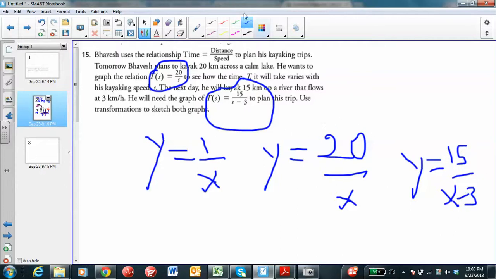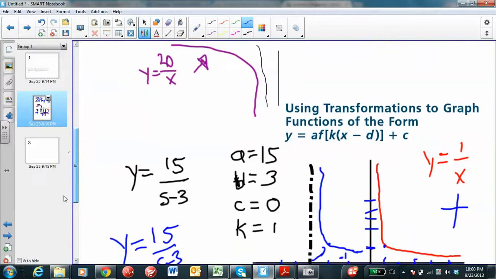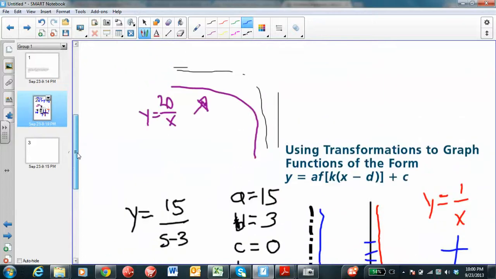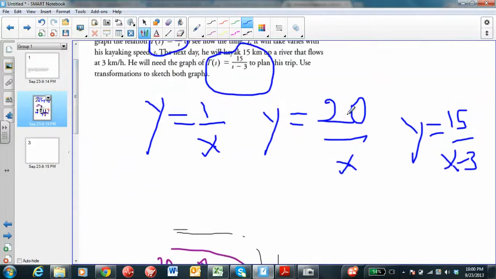So for these, you just have to know what's a, what's d, what's everything. As you can see, for y equals 15 over s minus 3, a is equal to 15, d is equal to 3, c is equal to 0, and k is equal to 1. And d is equal to 3, it's going to move 3 units to the right. A just means a vertical stretch of 15. And this one is just a vertical stretch of 20.